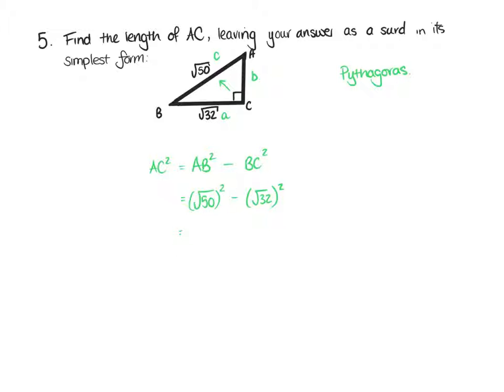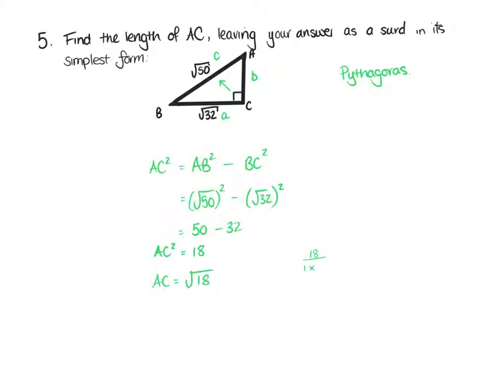So by now we should know if we take something under a square root and we square it, those are like adding and subtracting, multiplying, dividing, they're the opposites of each other, so they cancel out. So the square root and the square cancel out, so we get 50 just on its own, and square root of 32 squared is just 32. So we get that AC squared is 50 minus 32, so it's 18. So then to get AC on its own, we have to take the square root, so we get the square root of 18.